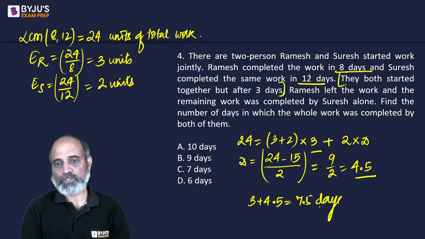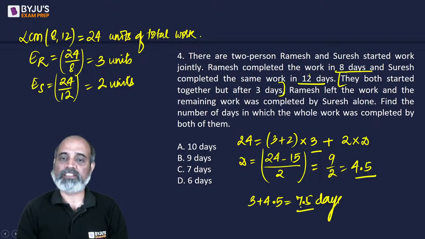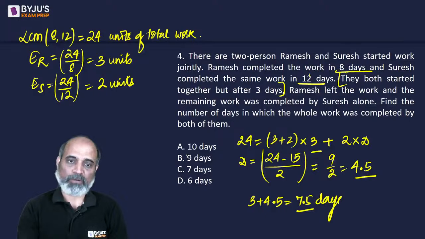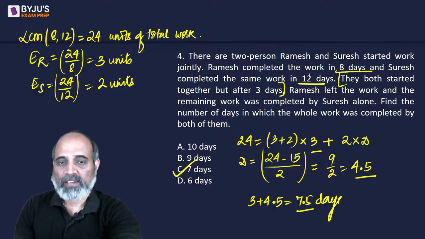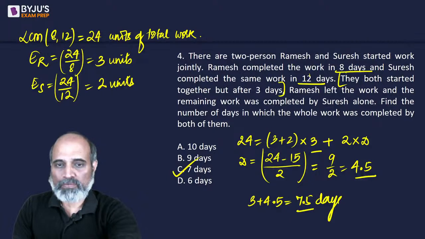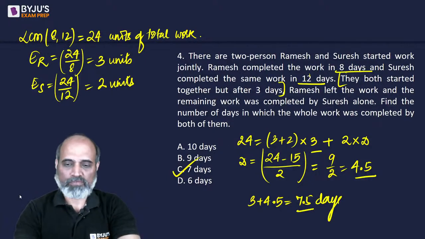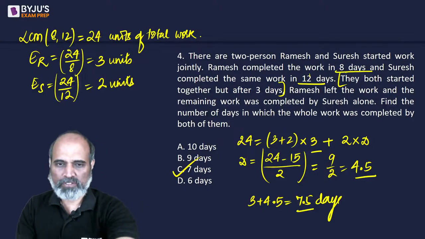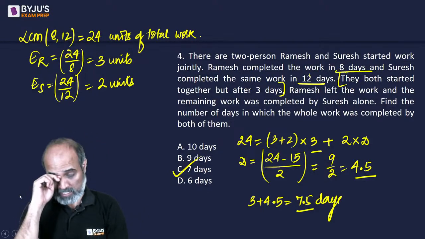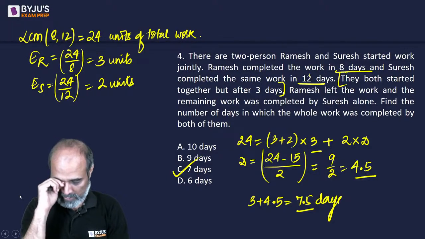3 days they worked together and 4.5 days Suresh worked alone. So in 7.5 days they were able to complete. So the closest option that we have got is option C, right? Does that make sense? Okay, let's take the approximate or the closest answer if the answer we have got is not there in the options.